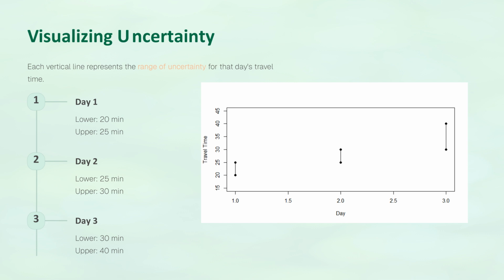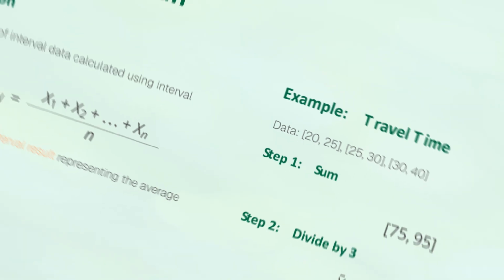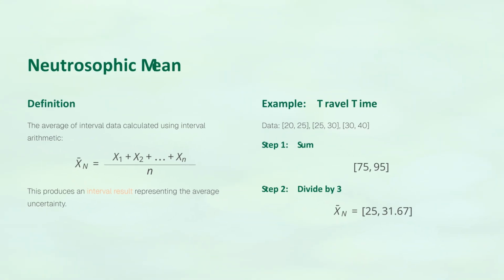If the line is short, it means the uncertainty is small. If the line is long, it means there is more uncertainty. This type of visualization helps us immediately see how precise or imprecise our data is. Now let us move to the concept of the Neutrosophic mean. In classical statistics, the mean is simply the average of all values.